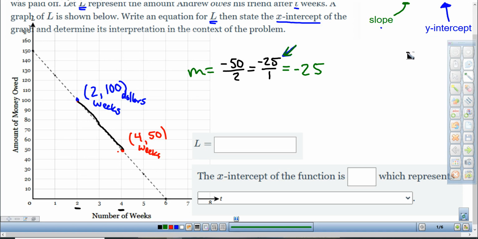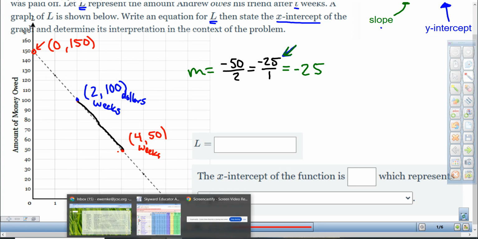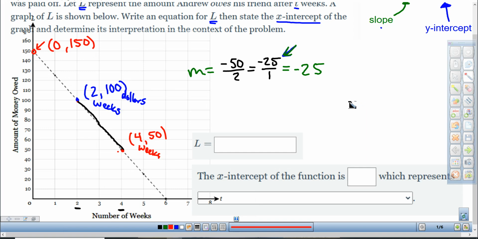M. The y-intercept is also of importance because this had a debt of 150. And we would interpret that ordered pair this way. We would say that 0 weeks had passed. That's the point (0, 150). No time had passed, and he owes $150. Well, that's because he hasn't paid any of it back yet. That must mean that's how much he borrowed. No weeks had passed, therefore he hadn't paid his friend back at all. That must be the starting amount. That's your y-intercept. So your b value is 150.